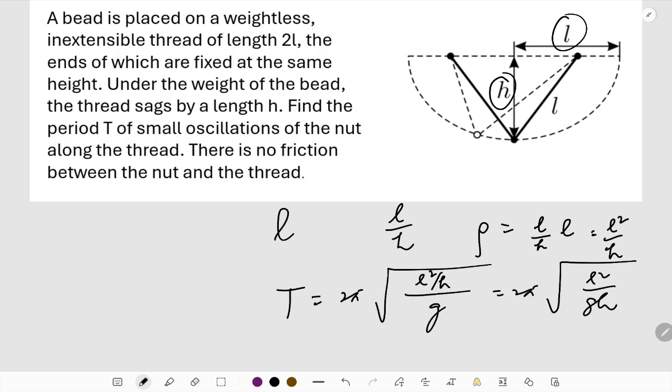You have many ways to solve this problem. I solved it like this. If you don't like it, you can write your own solution. Thank you very much for watching. This problem was simple.